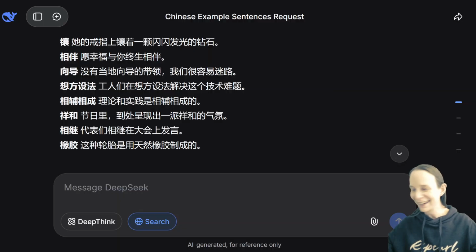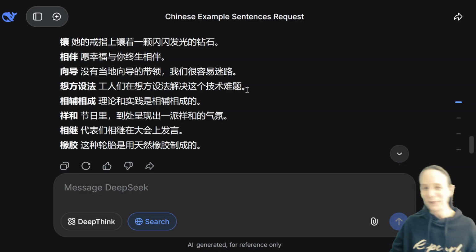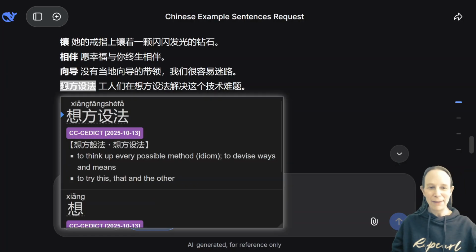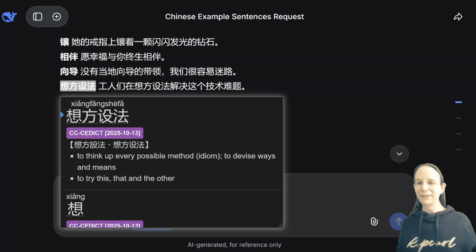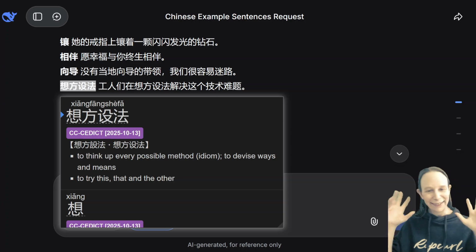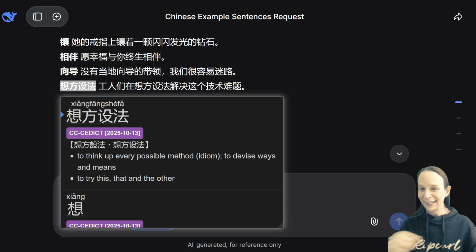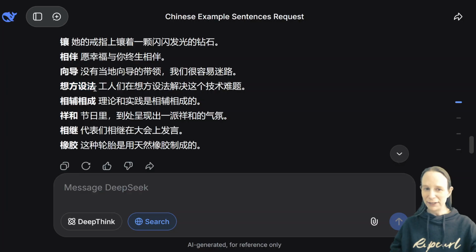I shouldn't teach you how to flex. I should teach you how to properly use Chinese, but you know, 想方设法. Think up every possible method. Usually in the context of trying to solve a problem. You have some concrete problem and you're brainstorming, like, oh, what about this? What about that? Devise ways. Try this, that, or the other. So you can think of it or you can try it.